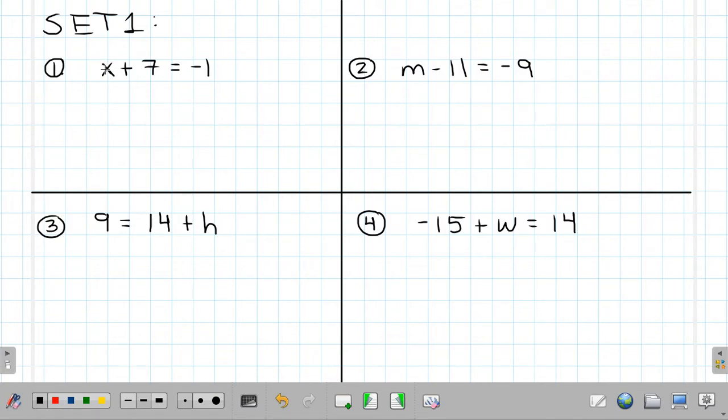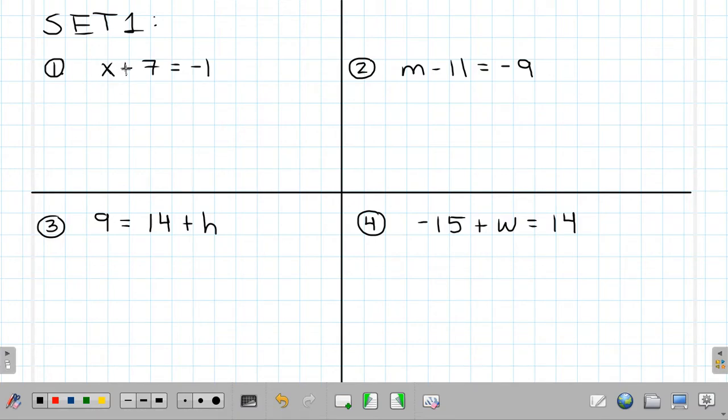But then the second step tells us to determine the operation tied to the variable. Meaning, what are we doing to the variable? What operation are we doing to the variable? Well, we have x plus 7. So that means we're adding 7. So in this case, our operation is addition.